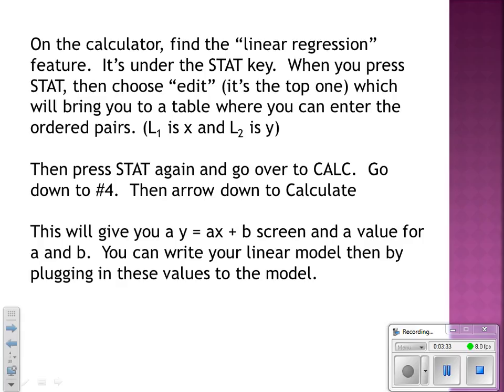Now that's going to come up to a screen that has 4 or 5 lines, one of which is an equation or a couple of values, A and B, for the data that you have just punched in. Now A represents your constant of variation, or it's like your slope, and then B is the y-intercept. And so you'd be able to plug in the A and the B that they give you and create that linear model or linear equation of the form y equals ax plus b.